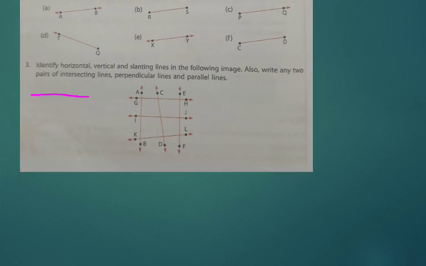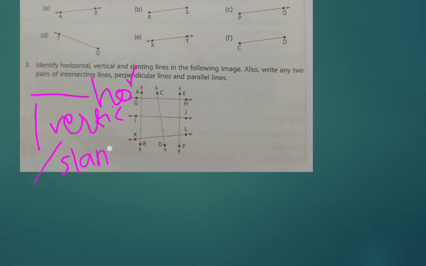So this is a horizontal line. This is a horizontal line. And this is a vertical line, right? And this is a slanting line. This is a slanting line, right? What do you mean by intersecting line? So it should intersect like this. This is an intersecting line.